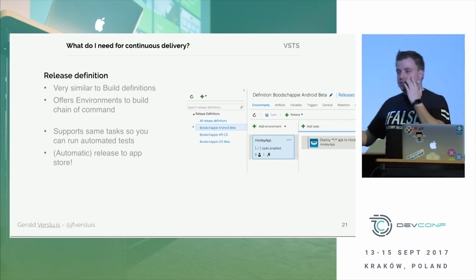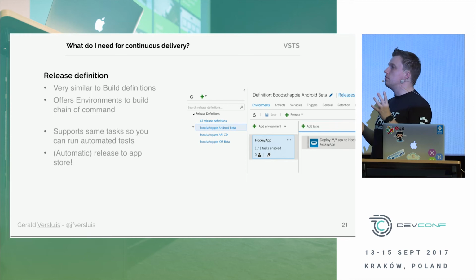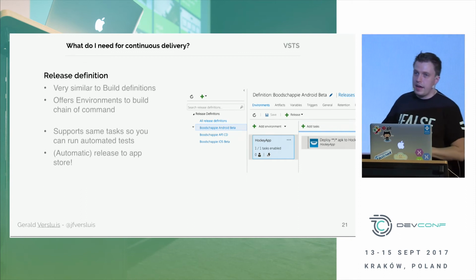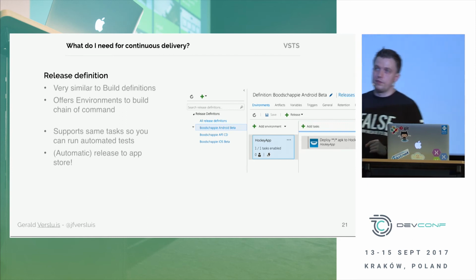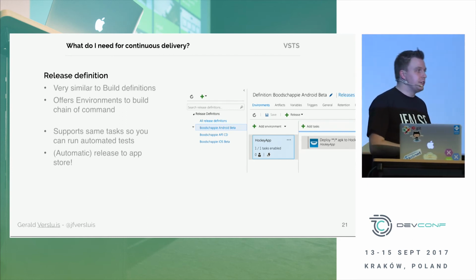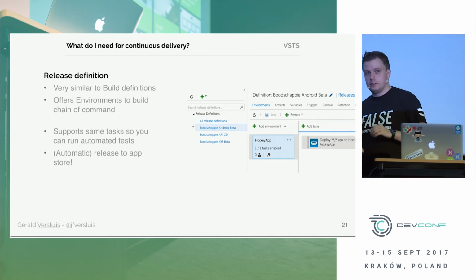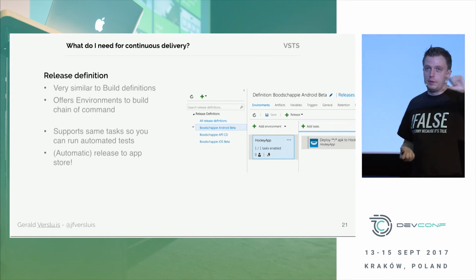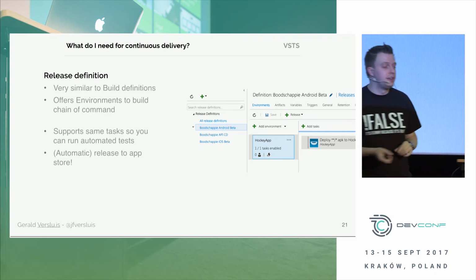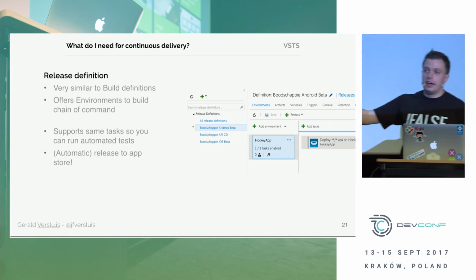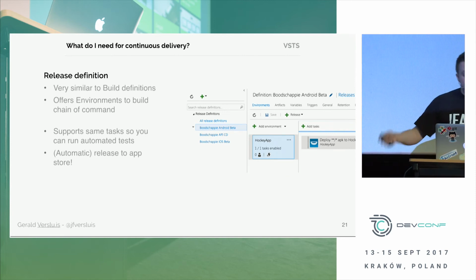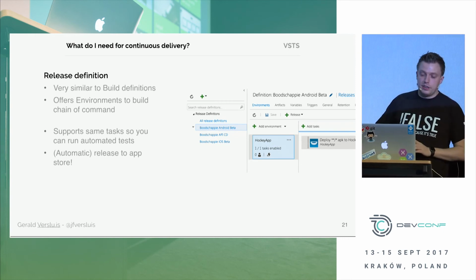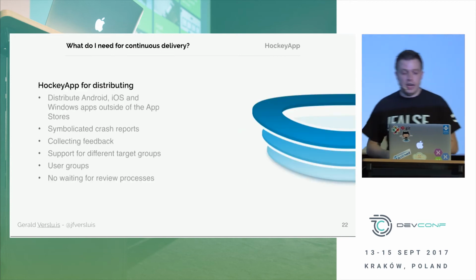In VSTS, you have the release definitions, which is actually the same as the build definitions. You can also build them with steps and that kind of thing. The only thing they've added is different environments. So you could have one environment, which is your HockeyApp environment. Normally it would be maybe separate VMs or different staging slots in Azure. So you can switch over to my development environment, to my test, to my production. But now the environments is more like HockeyApp and the actual App Store. And it supports the same tasks that you've just seen in creating a continuous integration build. And you can set it up to automatically release your app all the way to the App Store.